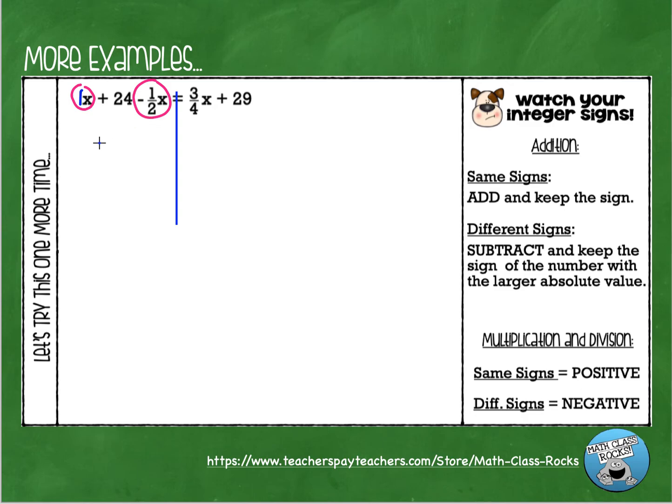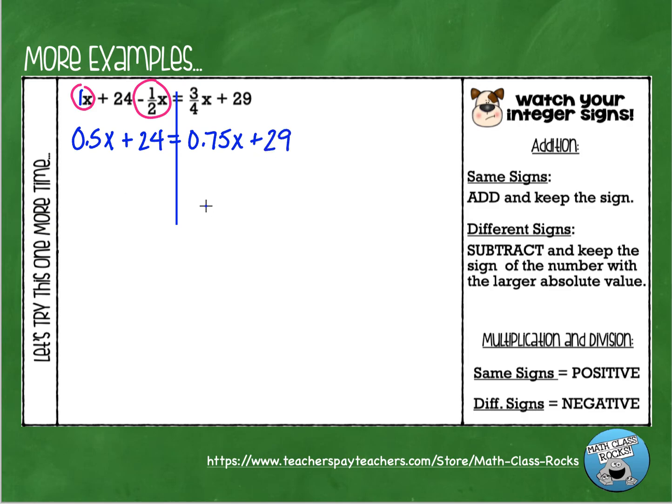positive 1/2. I always like to write my fractions as decimals, so I'm going to make that 0.5x plus 24 equals. Now, if you want to leave it as 1/2 x, that's fine. Go right ahead. But I just prefer to convert my fractions into decimals when I can. 3/4, that's another one. I could easily convert that to 0.75x plus 29.